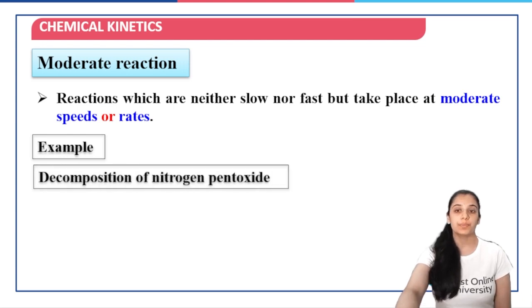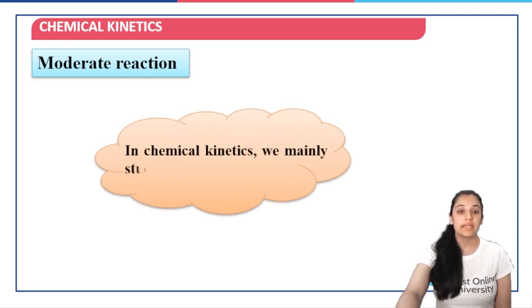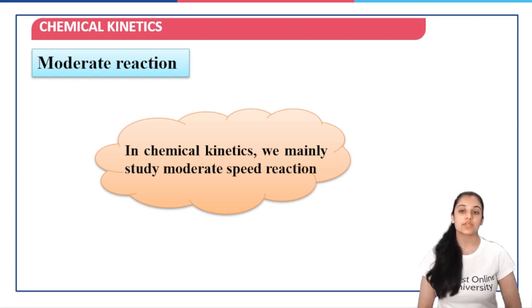Another example could be decomposition of nitrogen pentoxide. So what happens is N2O5, that is nitrogen pentoxide, is going to decompose to give NO2, and O2 is going to be liberated. Now, in chemical kinetics, we are mainly going to study the moderate speed reactions only, because it's easier for us to find out the properties or the kinetics associated with a moderate speed reaction as compared to a very fast reaction, which is very difficult to monitor, or a very slow reaction, which takes a lot of time to get completed.